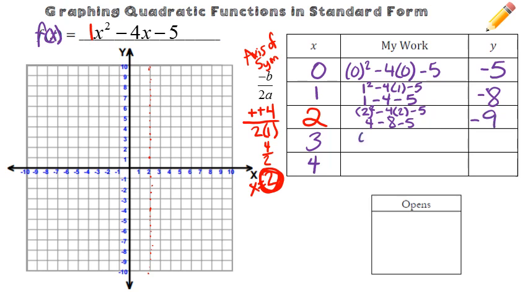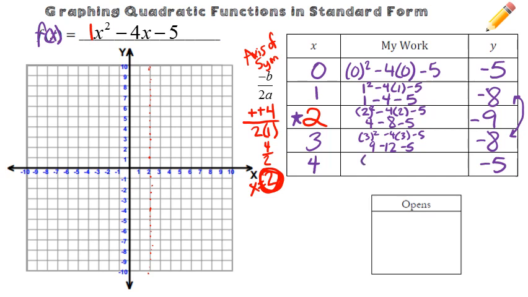Let's plug in 3. 3 squared minus 4 times 3 minus 5. 3 squared is 9. 4 times 3 is 12. 9 minus 12 is negative 3. Negative 3 minus 5 is negative 8. Notice the symmetry that's happening here. This should always happen if you found that axis of symmetry first. So I'm going to make an assumption here that this should be negative 5, but let's double check.